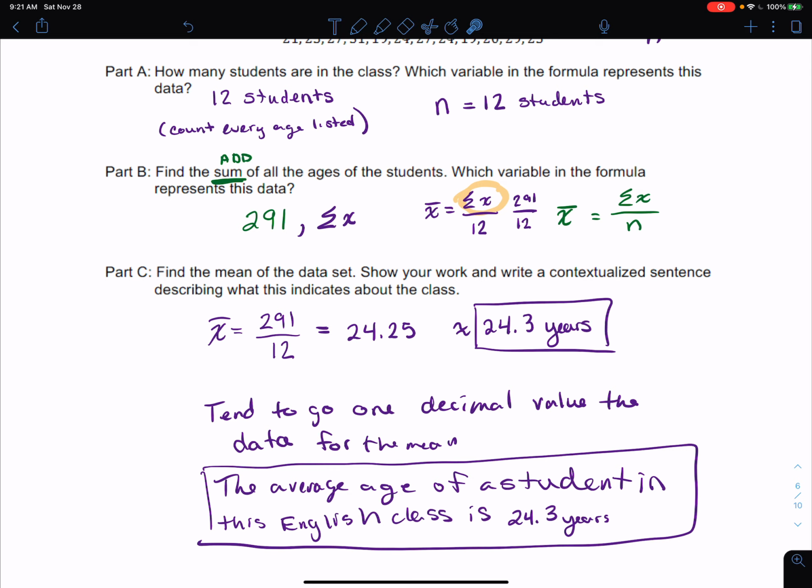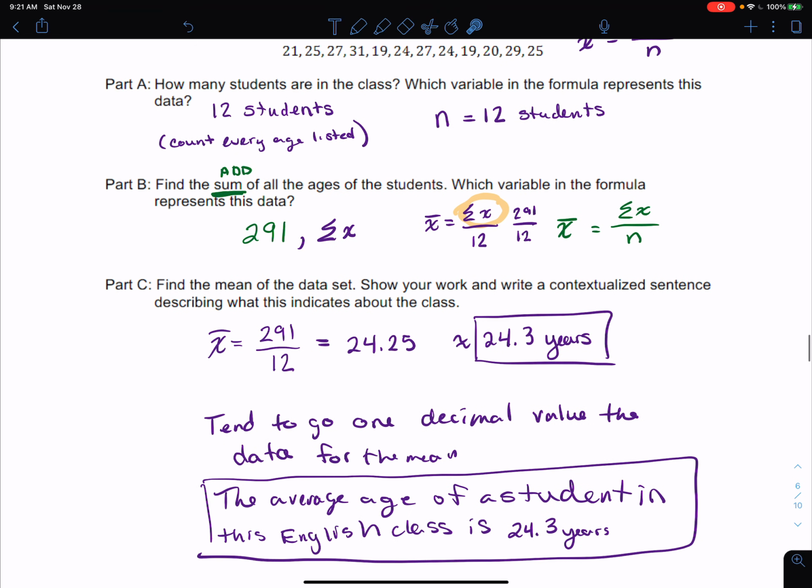So for example, here, all of those data values were whole numbers, so we'll round to the nearest tenth, the one digit after the decimal point. So we can say that the mean is about 24.3 years. If we're writing that as a contextualized sentence, we could say that the average age of a student in this English class is 24.3 years.